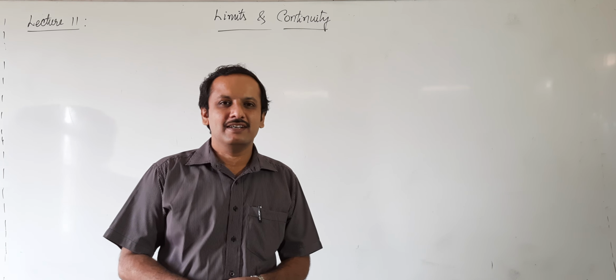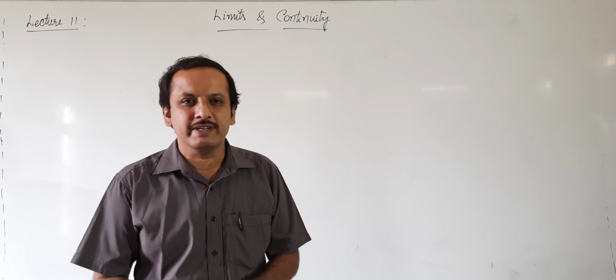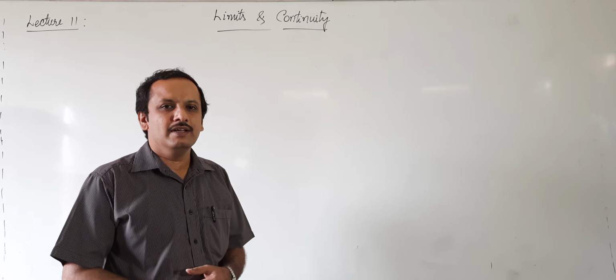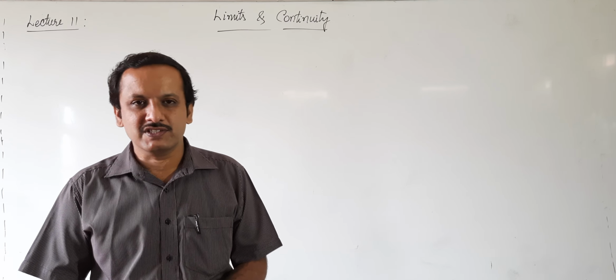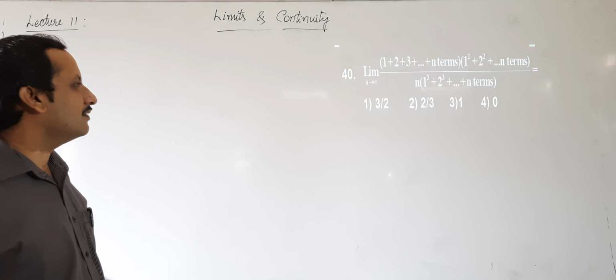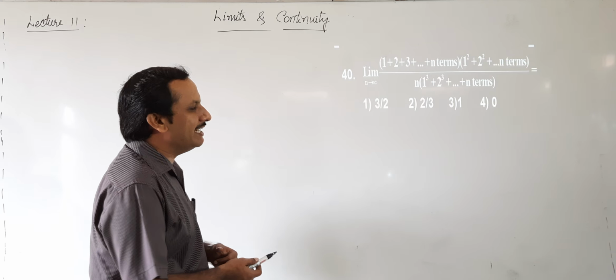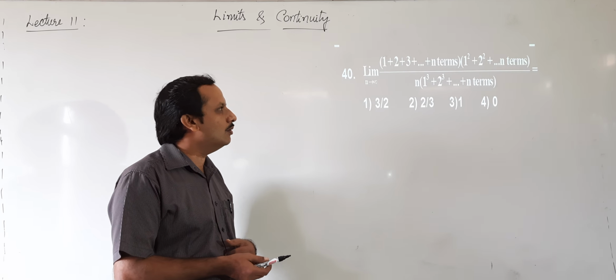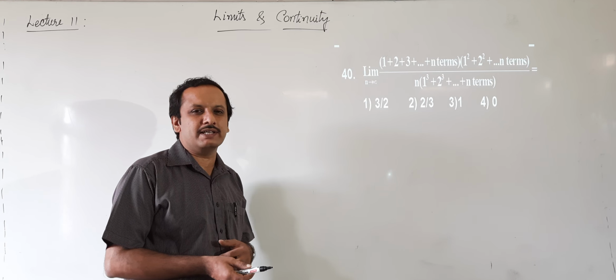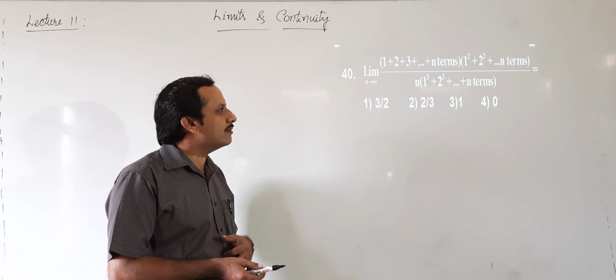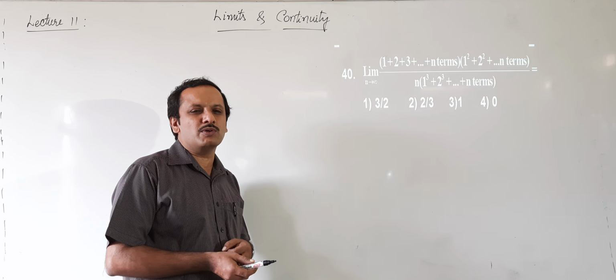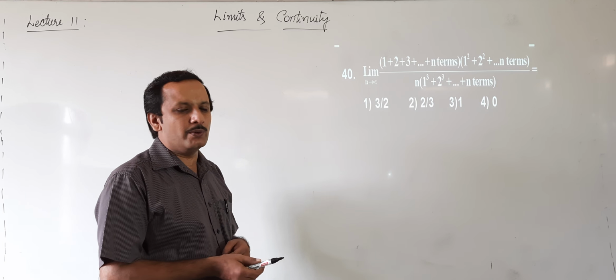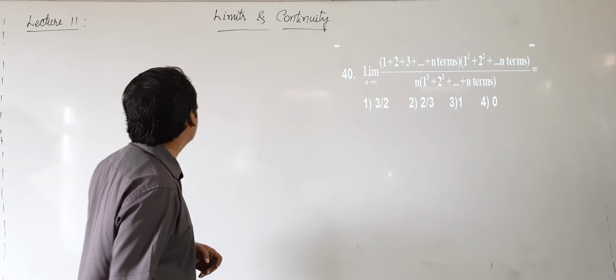Dear students, let us continue solving problems on limits and continuity. Let's have a look at the next question. Question 40. Limit n tends to infinity, (1 plus 2 plus 3 up to n terms) into (1 square plus 2 square etc. till n terms), divided by n into (1 cube plus 2 cube plus 3 cube etc. up to n terms) is equal to?